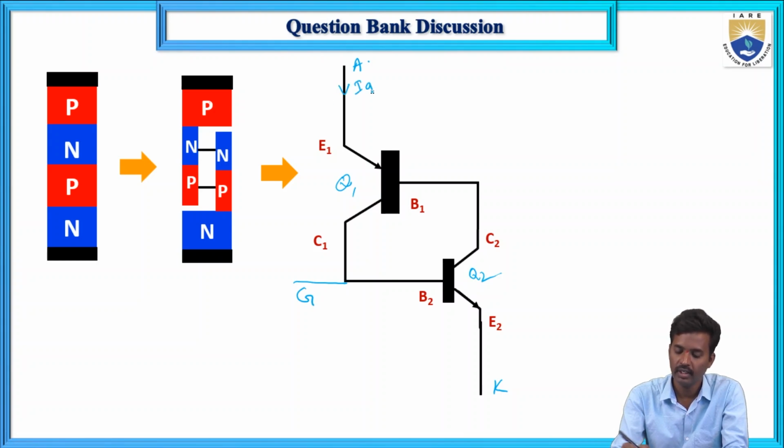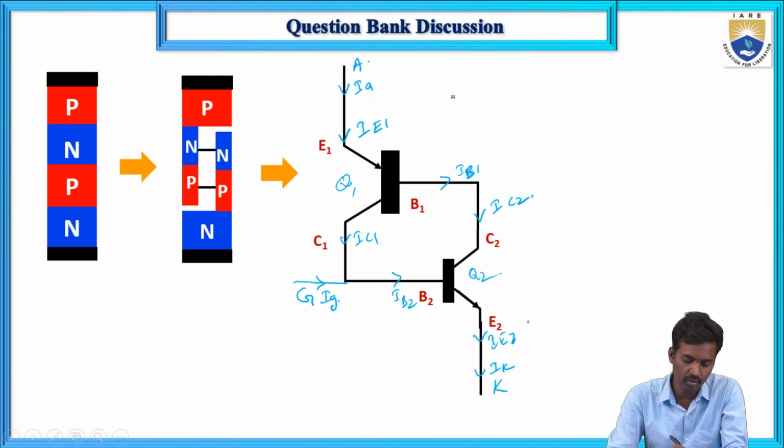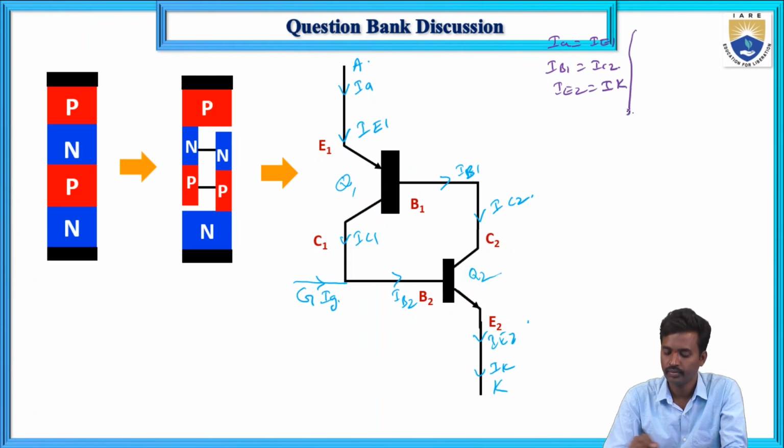Here this is IA, this is IK, and this is IG. Here IE1, IC1 and IB1 are the emitter, collector and base currents of Q1, and IC2, IB2 and IE2 are those of Q2. So IA equals IE1, IB1 equals IC2, and IE2 equals IK.